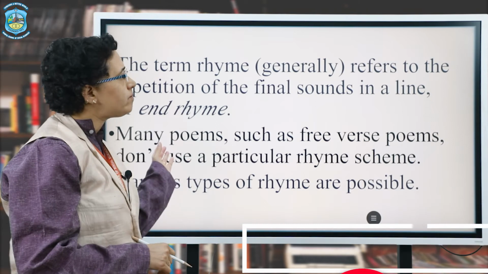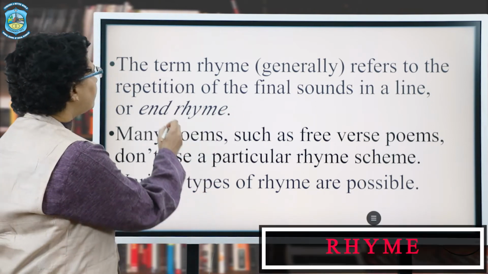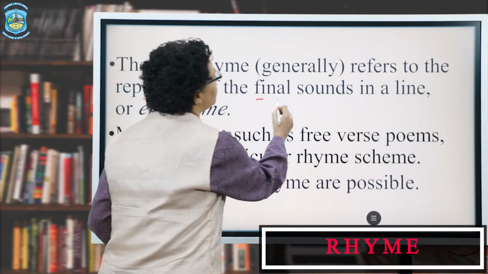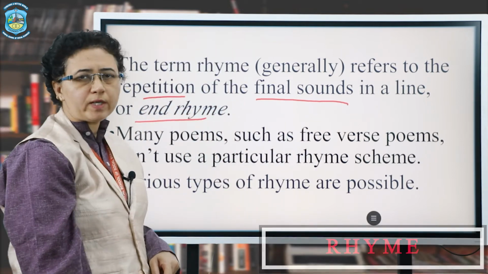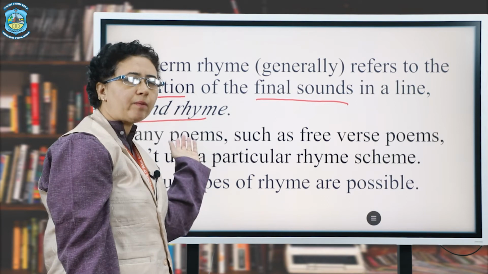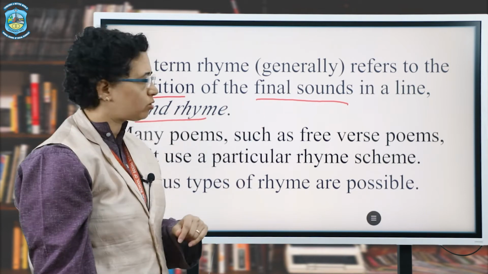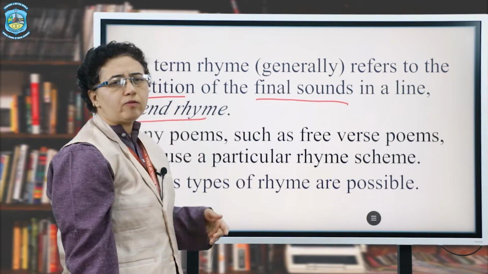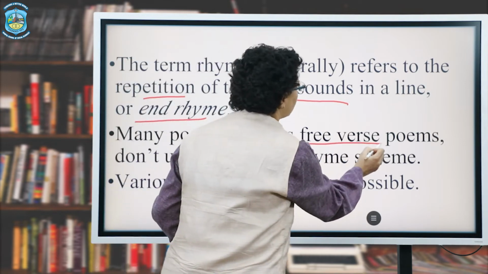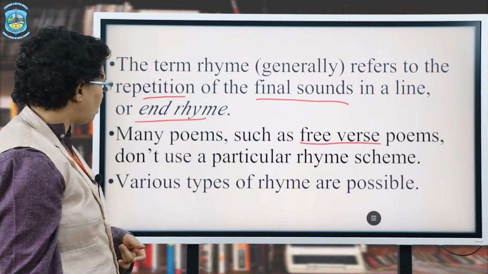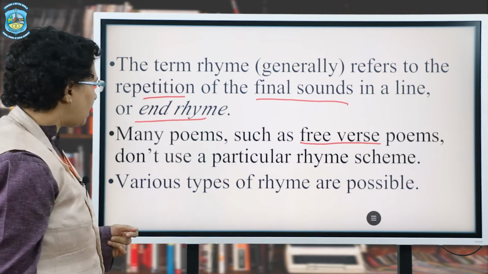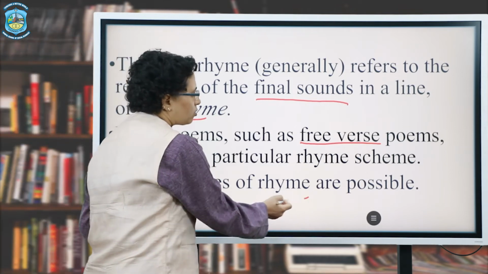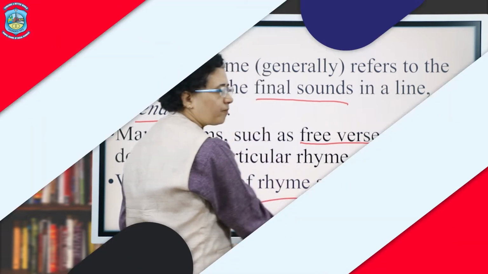The term rhyme generally relates to repetition of final sounds, also called end rhyme. But this is not always the case. Sometimes you have rhyming in the middle of the line also. Many poems which have no rhymes, called free verse poems, are also available. They do not have a particular rhyme scheme. Various types of rhymes are also possible.